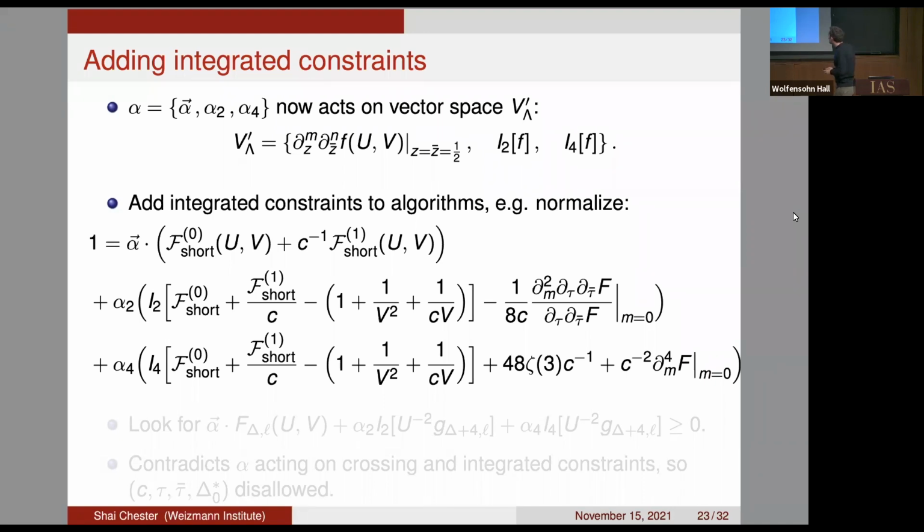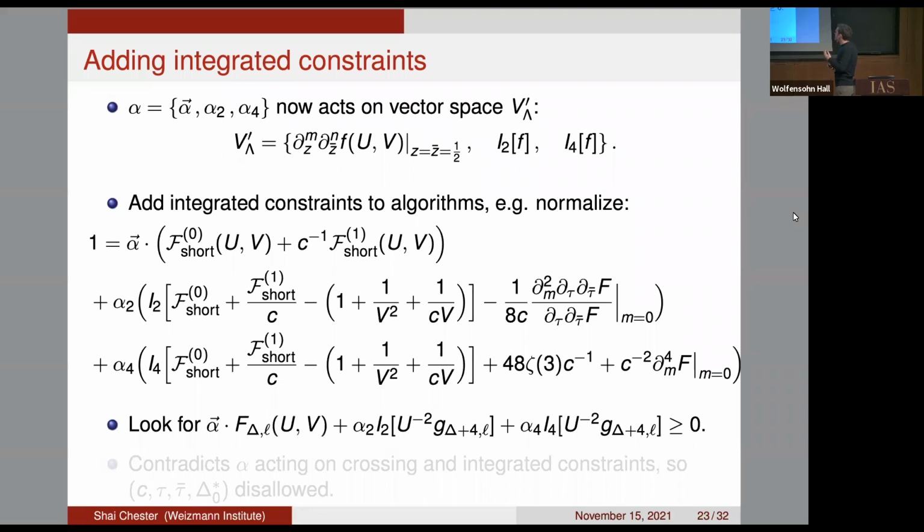So for instance, when normalizing alpha to 1, which was the first step of the various bootstrap algorithms, the first line is what we had before. The first line is just as usual, alpha acting on these cross blocks for the short multiplets. The second two lines are the new thing we have due to the integrated constraints, and this is basically implementing them. It's saying that I2 acting on this short stuff has to equal the localization input. Similarly, I4 acting on the short stuff has to equal its respective localization input. This is how we're inputting tau into the bootstrap, because tau enters into these derivatives of the mass-deformed free energy.